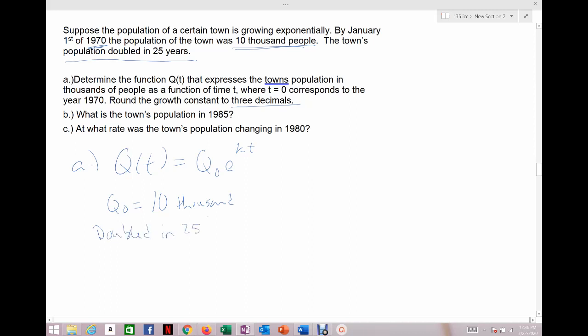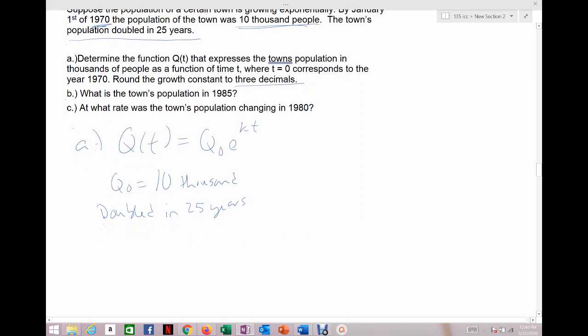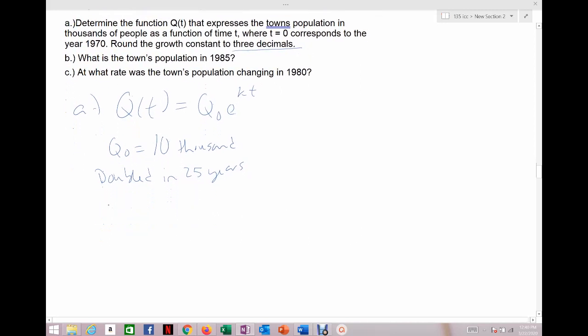Doubled in 25 years. Again, I can use my doubling time shortcut formula if I want to. My constant is the natural log of 2 divided by my doubling time. That's that quick formula that I talked about at the start of this. Then you plug that in the calculator and round to 3 decimal places. So it rounds to 0.028. That's one way you can find the constant.